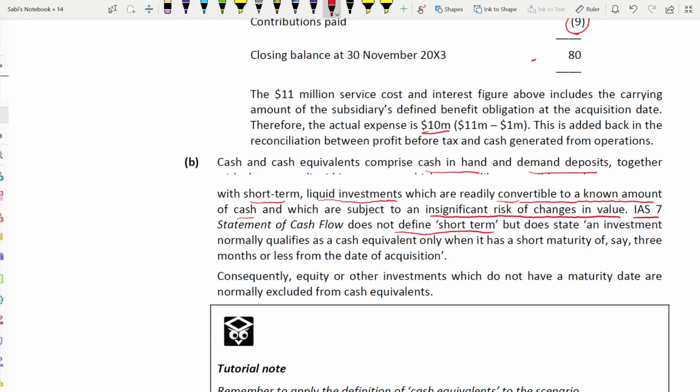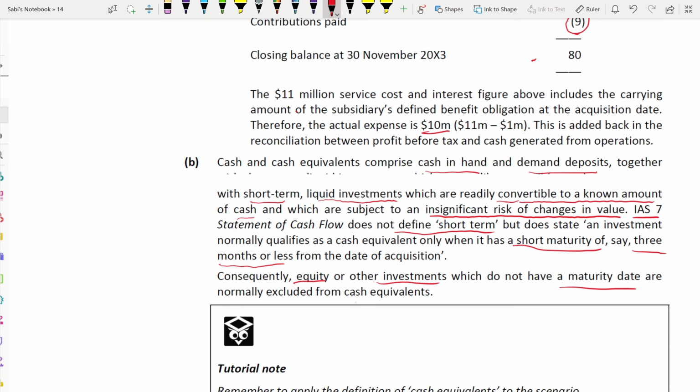But it does state an investment normally qualifies as a cash equivalent only when it has a short maturity of say 3 months or less from the date of acquisition. So they do not define what is short, but we take it as short term when it is for short maturity. Consequently, equity or other investments which do not have a maturity date are normally excluded from cash equivalent. They do not mention the maturity date, so you cannot say short term.